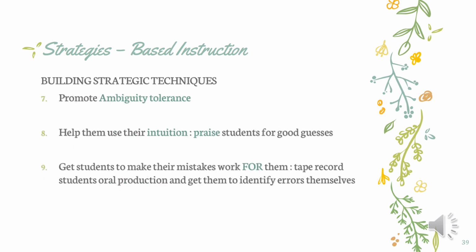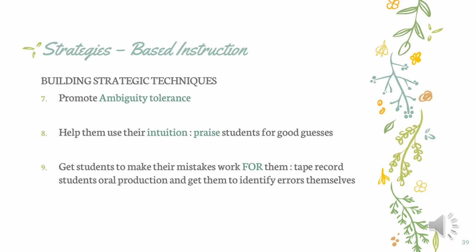7 is promote ambiguity tolerance. Teachers can encourage the students to ask questions when they don't understand something. Teachers should keep the theoretical explanation very simple and brief. Deal with just a few rules at a time. Next, help students to use their intuition. Teachers can praise students for good guesses and not always give explanations of errors. Teachers should only correct selected errors, preferably just those that interfere with learning.